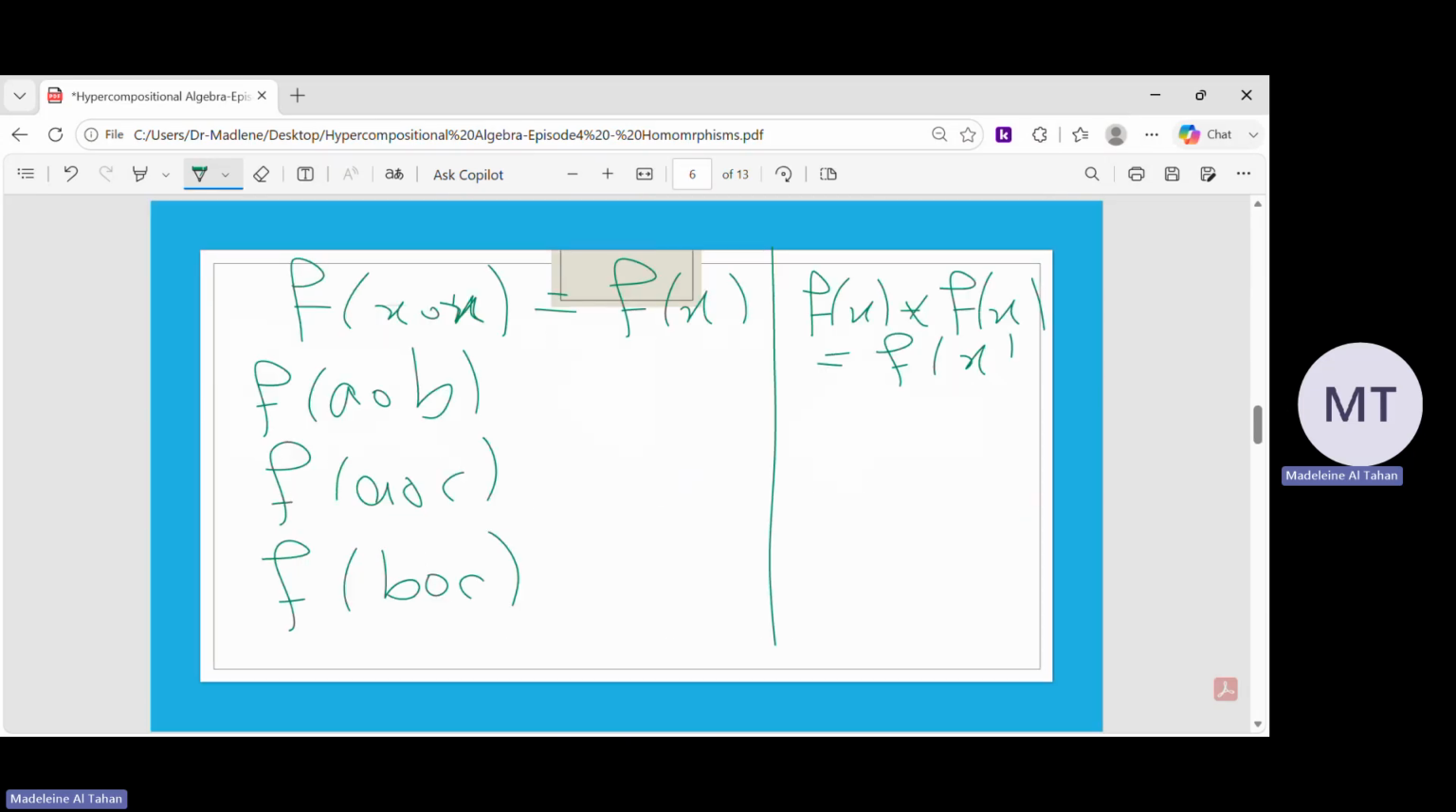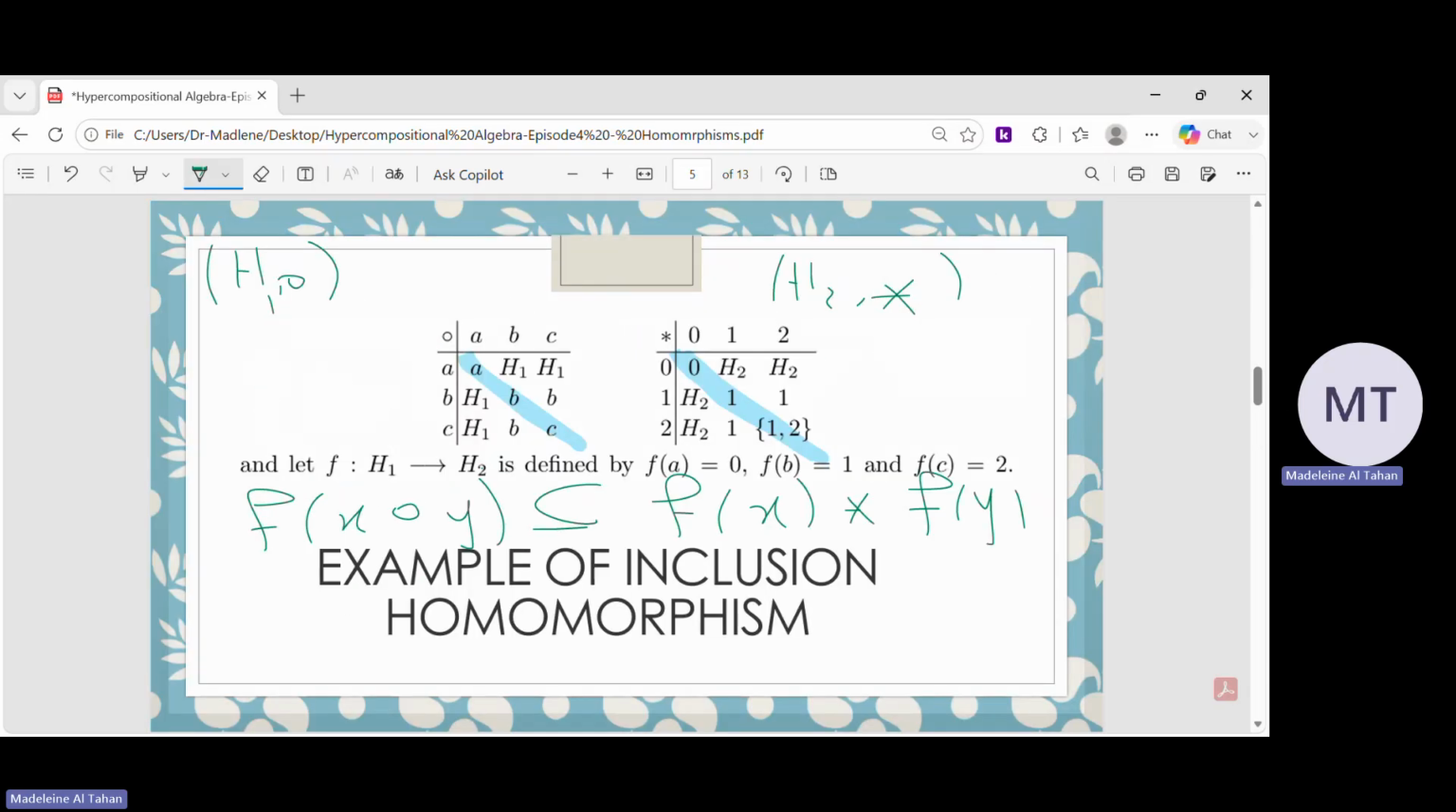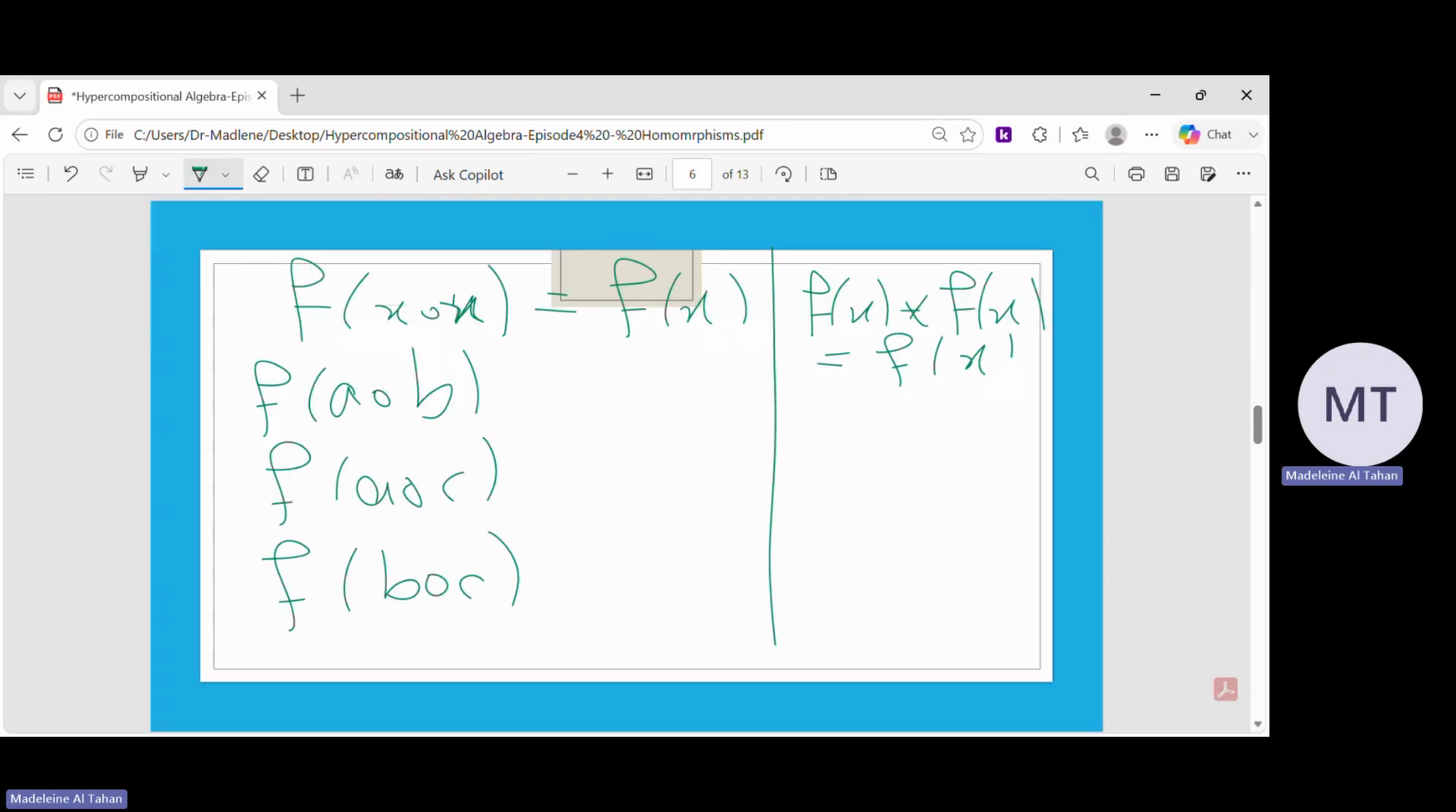So we'll find here f of A round B. What's A round B? A round B is H1. So this one basically is f of H1. And f of H1, because it's well defined, this one is H2. On the right-hand side, we will find f of A star f of B.